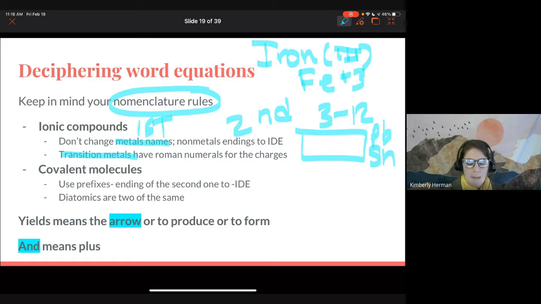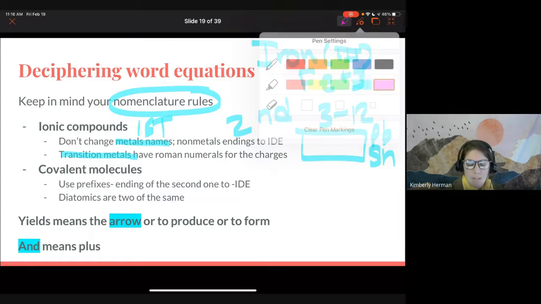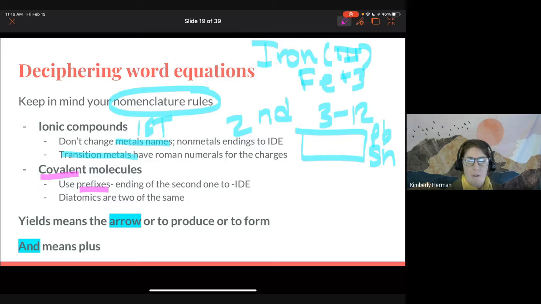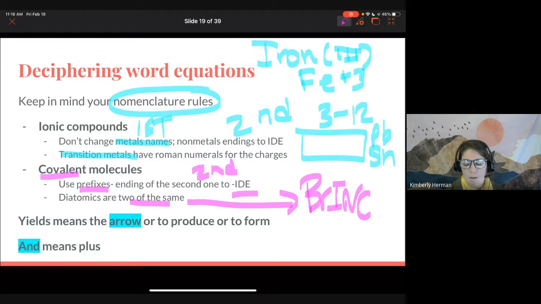Now, if we're naming covalent molecules, we use our prefixes from 1 to 10: mono, di, tri, and so forth. Then you change the second one's ending to IDE. Remember that diatomic just lets us know that it's two of the same, so don't hassle the Brinkelhoff.